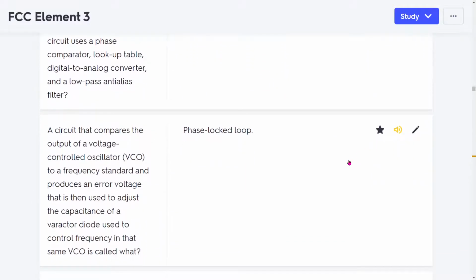A circuit that compares the output of a voltage-controlled oscillator to a frequency standard and produces an error voltage that is then used to adjust the capacitance of a varactor diode used to control frequency in that same VCO is called what? Phase-locked loop.